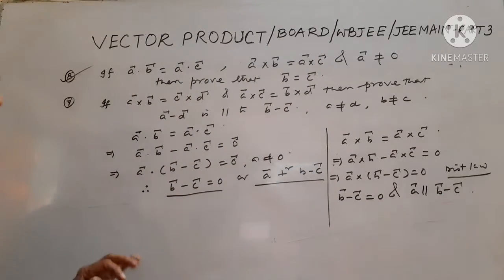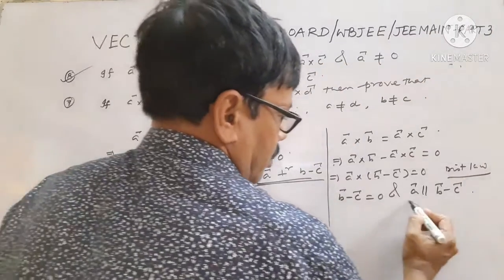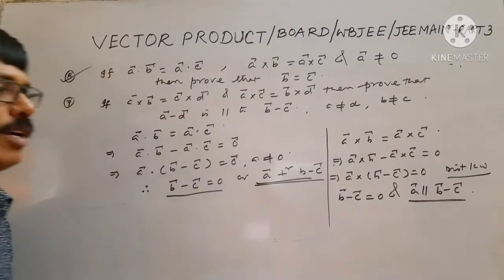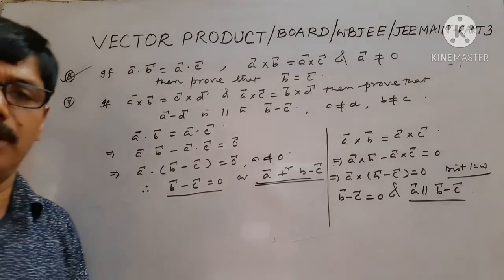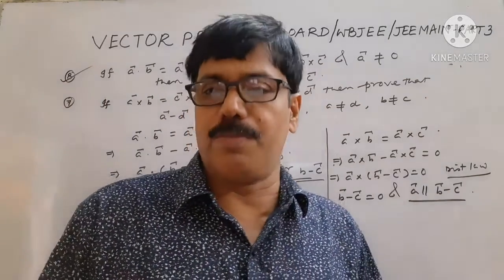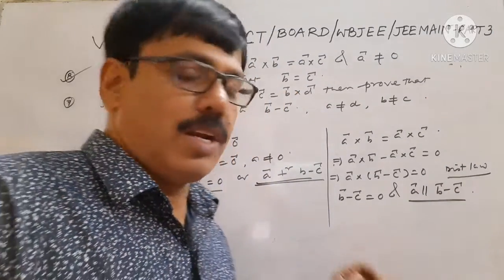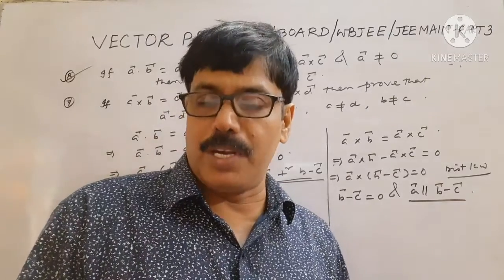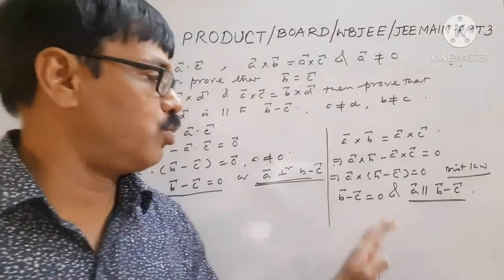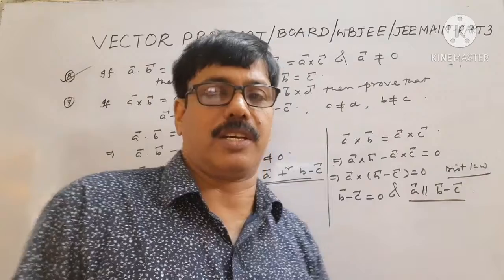Now look, here it is A parallel to B minus C. Here it is perpendicular to B minus C. So the A vector cannot be perpendicular and parallel to another vector both at a time.